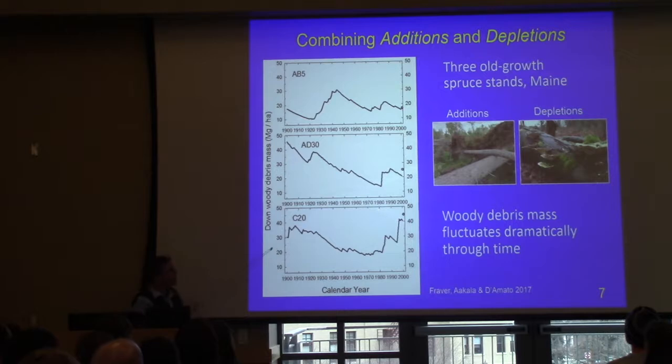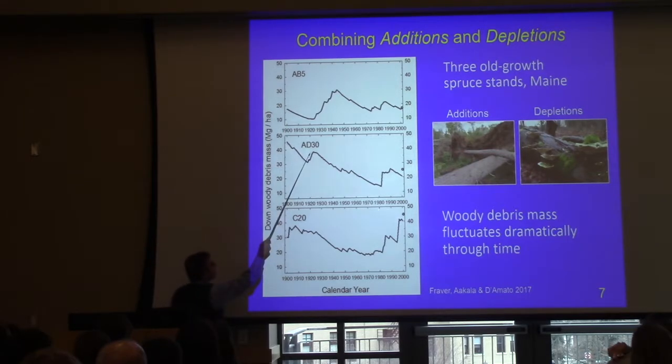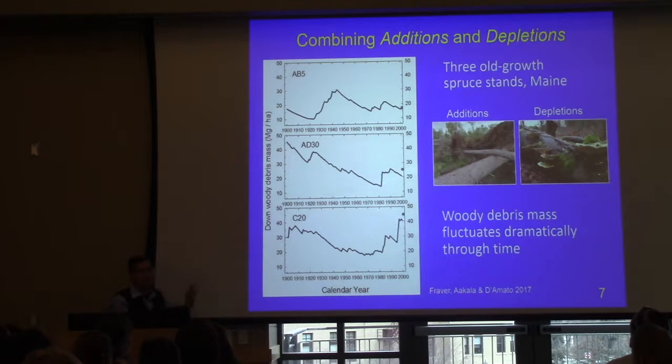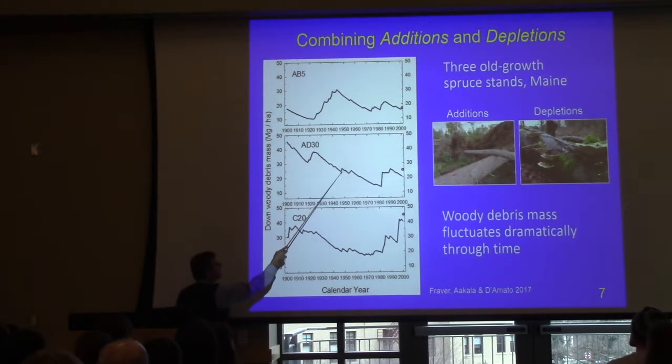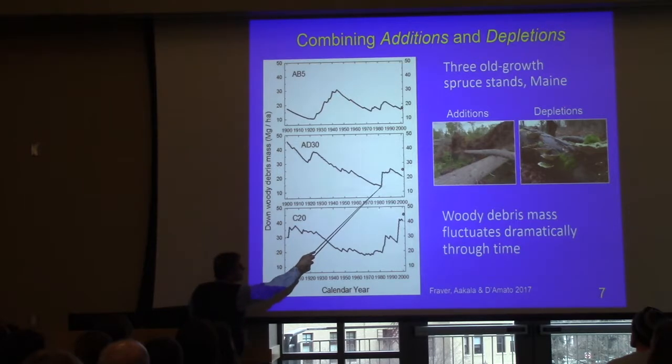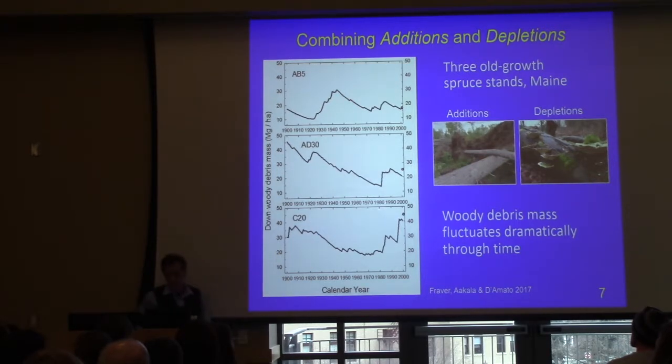And we can reconstruct the mass of coarse woody debris on those three sites that I've been referring to over time. And you can see if we look at this one, there's a pulse. This is actually from the spruce budworm outbreak. There's a pulse in woody debris. I should say the vertical axis is mass, megagrams per hectare. So you see this pulse and then a depletion, minor pulse and so forth. This is another spruce budworm outbreak, right?